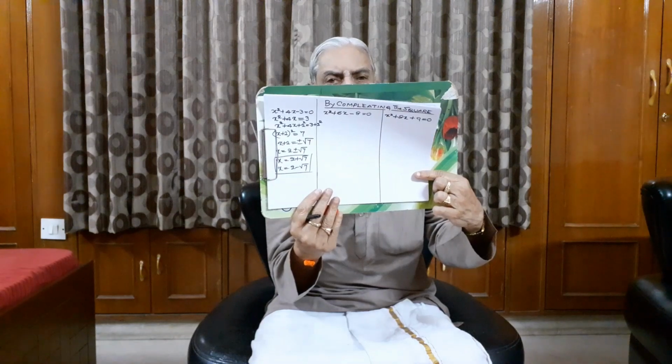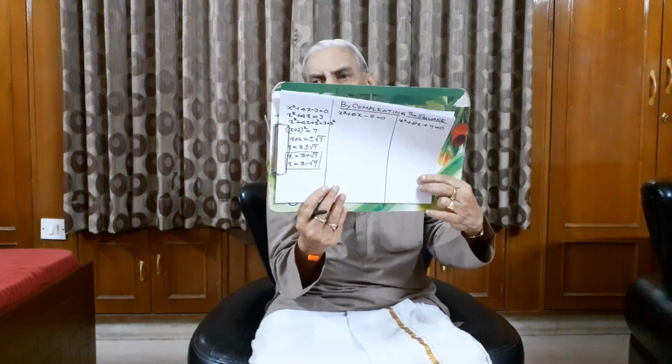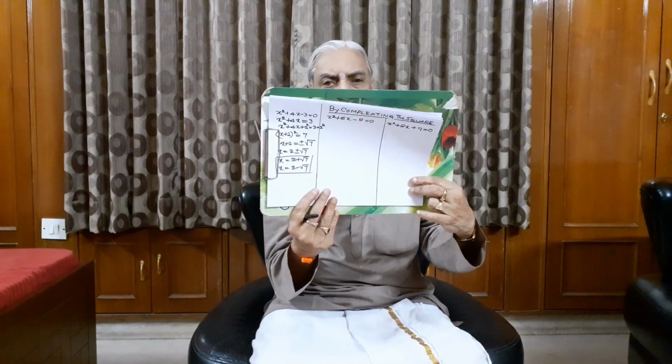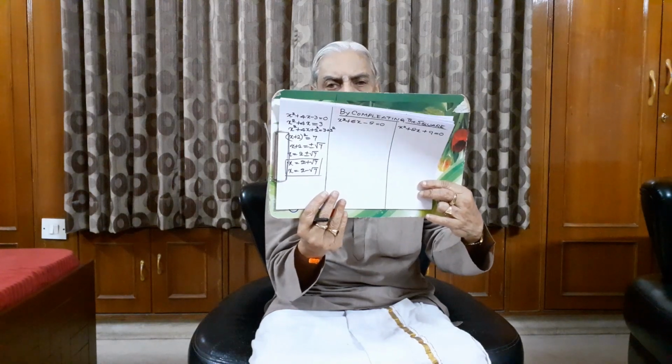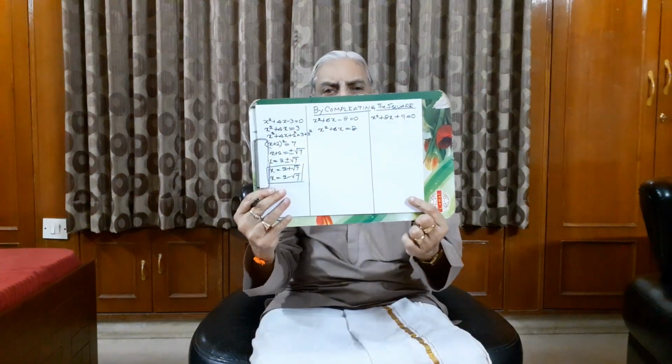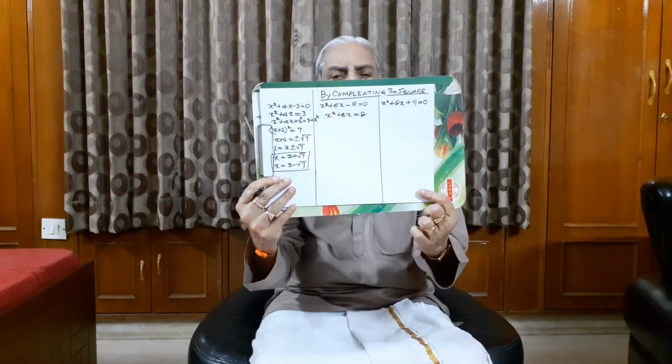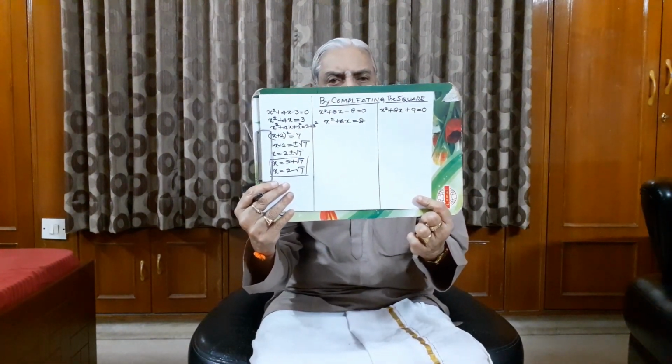What is the first step? Transfer c to the right hand side. That means transfer minus 8 to the right hand side, when it becomes plus 8. X squared plus 6x is equal to 8. That's the first step. Then what is the next thing there? I shall write x squared plus 6x as it is.